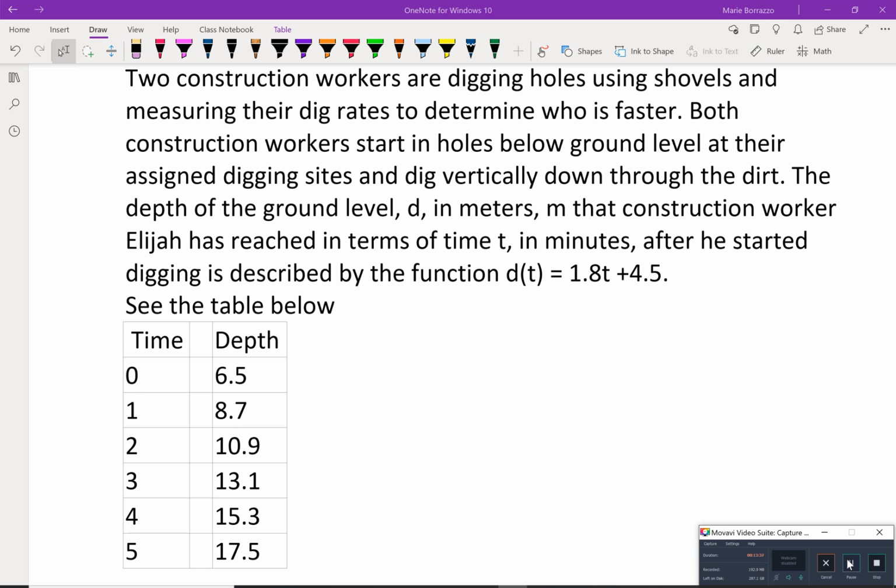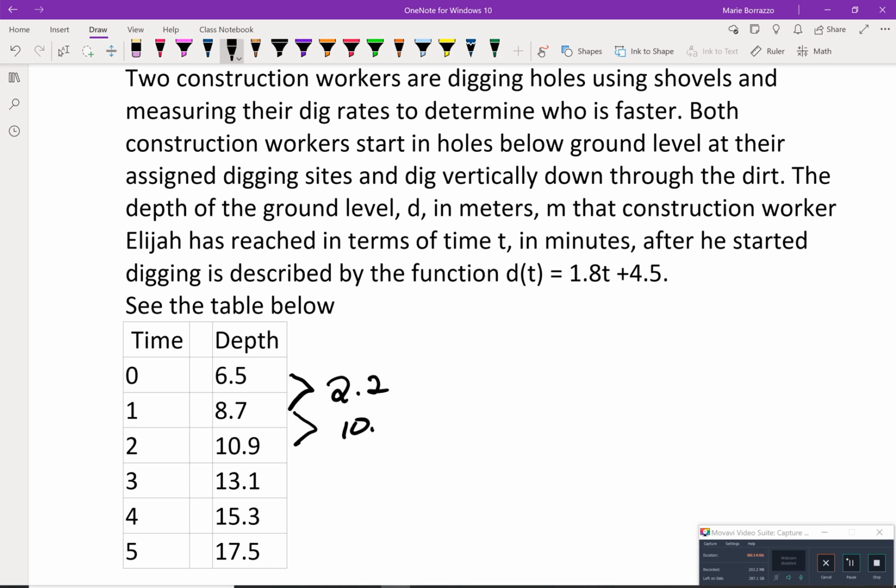The first thing I want you to do whenever you see a question like this, if you notice the time is increasing by 1 increment, so 0, 1, 2, 3, 4, 5, what I want you to note immediately is what is going on here. So if I were to take 8.7 and subtract 6.5, you see that there's a difference of 2.2. I would then take these two as well, and I would take 10.9 as an example.